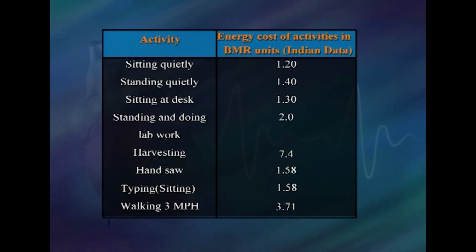The comparison of energy cost of some of the common activities, we can take the energy cost of activities in terms of BMR units. When sitting quietly, it is 1.2, and standing quietly 1.4, sitting at desk 1.3, standing and doing lab work, it consumes 2 BMR units, harvesting 7.4, and hand saw 1.58, typing, sitting and typing 1.58, walking at 3 miles per hour 3.71.